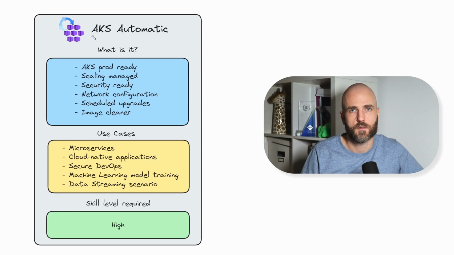And finally, we have AKS Automatic, which simplifies the AKS experience. Indeed, with this service, Azure manages your cluster setup, scaling and security, and pre-configured settings like the network. So it makes it production ready by default. So if you want to have an AKS production ready cluster quickly, that's definitely a great option. And if you want to have all the details about AKS Automatic, I invite you to check my last video about it.